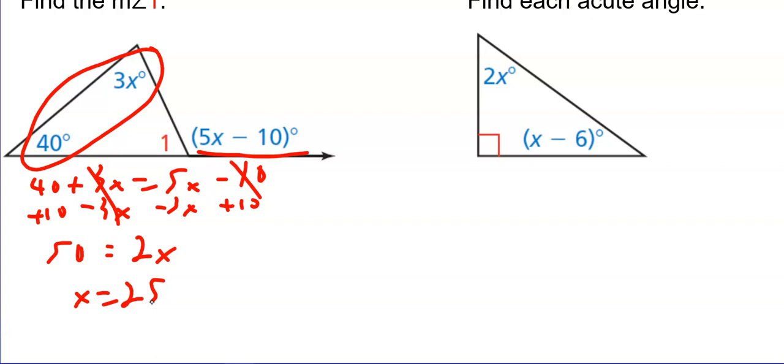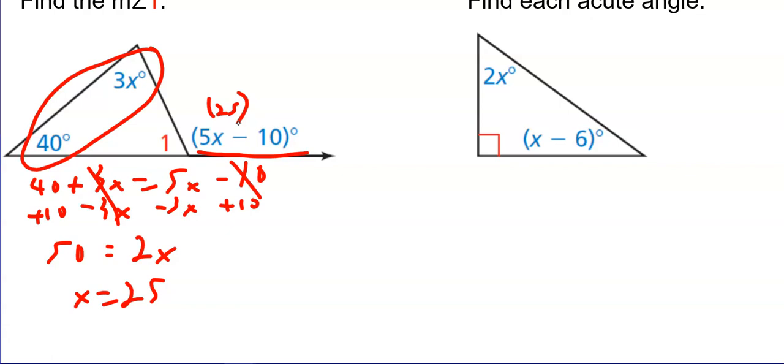Now, I have a few different ways of going about this. So I'm going to go through all of them. You do what's best for you. If we know x is 25, we can plug in 25 right here and find out the exterior angle. And the exterior angle and angle 1 add up to 180 because they are a linear pair.